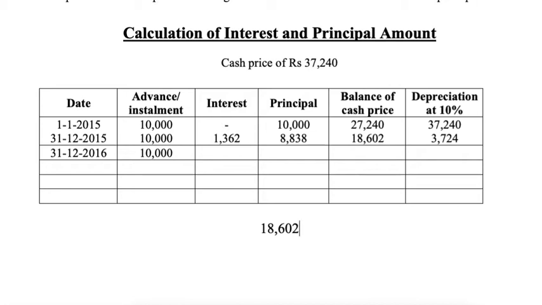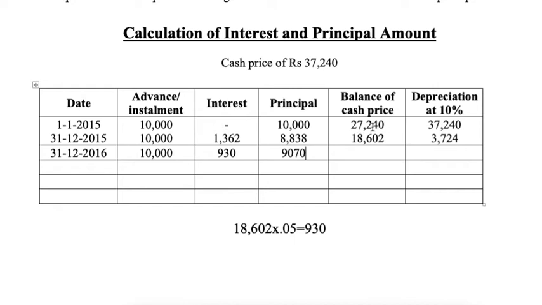18,602 rupees is the balance amount. On that, 0.05 is the interest rate. If we multiply it, we are going to get 930 rupees. That means 930 rupees is the interest amount. When we deduct 930 from the installment, we get the principal amount, and the principal amount here is 9,070, right? When we deduct 930 from 10,000, we get 9,070.